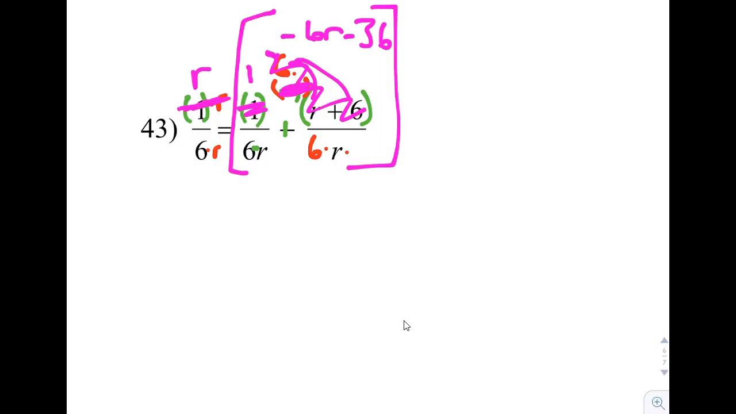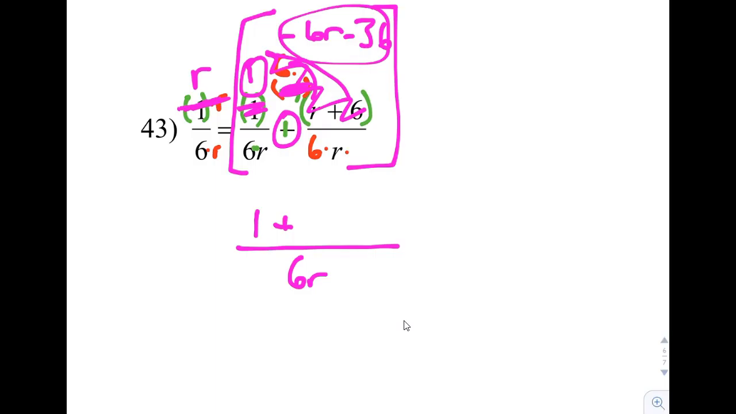After doing some of that cleanup, we are left with, on that side, an addition problem, which means that we can, and we have common denominators, so we can rewrite that side of the equation all over a single 6r. We have a 1 here. That's that one right there. We have a plus sign right there. And then we have up here -6r, and then plus a -36. All of that over 6r on that side.